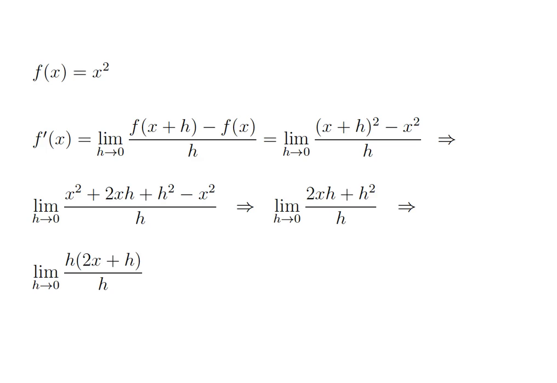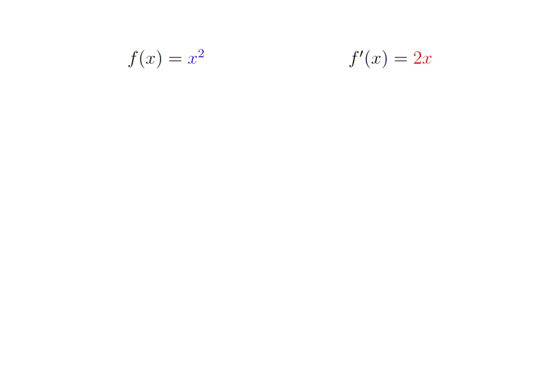We can factor out an h, and those h's cancel each other out, both in the numerator and the denominator. h divided by h equals 1. We're left with the limit of 2x plus h as h approaches 0. Here is the point where we can plug in 0 for h, and we get 2x plus 0 equals 2x. So the function that we have chosen is x squared, and its derivative is 2x.